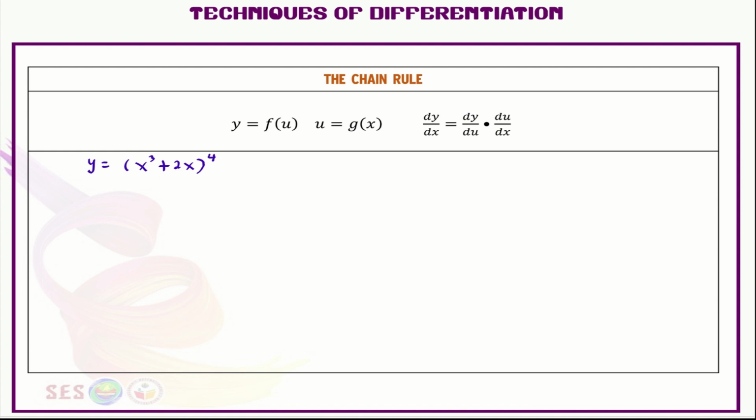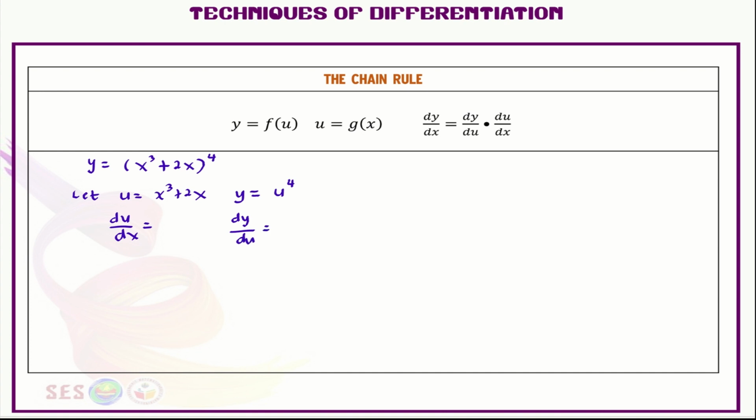So suppose that we would like to let u become whatever inside the bracket, which is x cubed plus 2x. So basically this bit here has become u. Which means our function y now becomes u to the power of 4, because we have let everything here become u. So we need to find du/dx, as well as dy/du.